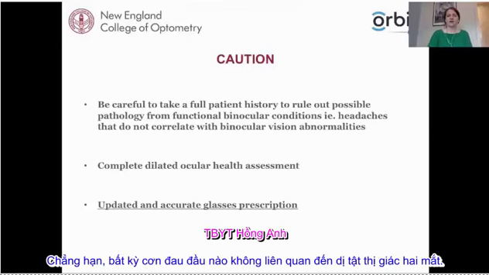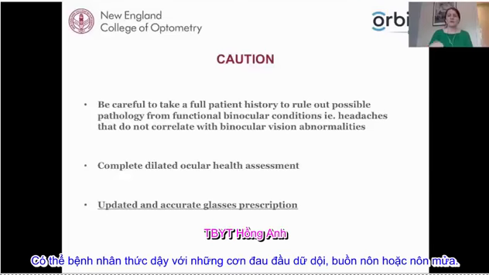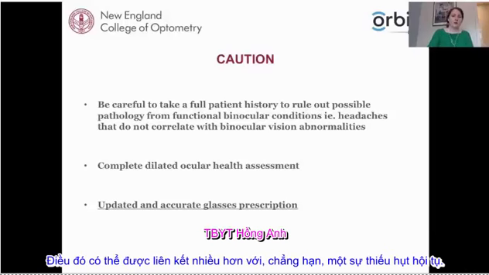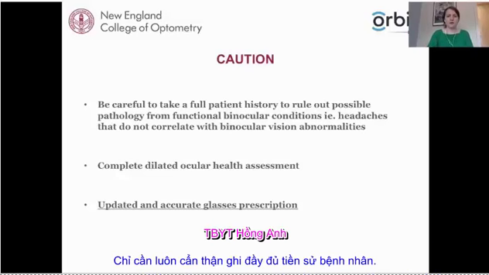in nature. So for example, any headaches that do not correlate with binocular vision anomalies. Maybe the patient's waking up with intense headaches, having nausea, vomiting. These don't make sense with the headaches that occur more as a result of reading all day. Might be more linked with, say, something called convergence insufficiency. Just always be careful to take a full patient history.